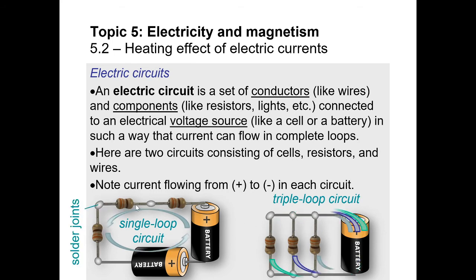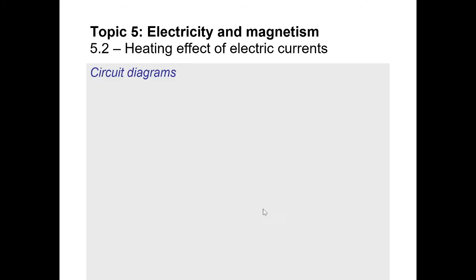Soldering joints. Okay, so if you have these resistors, how do you make the metals stick together? You have to heat them up to a very high temperature until they melt and they stick together and form a new cohesive bond. All right.